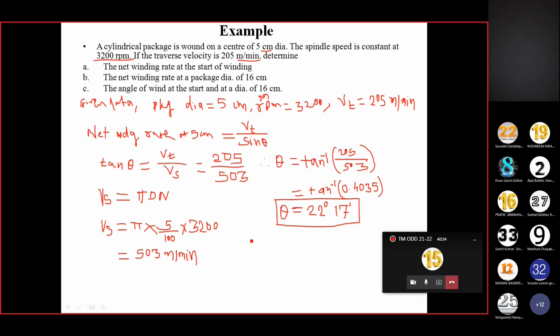So here you find the angle of wind when the package diameter is 5 centimeter. Now we can calculate the net winding rate when the package diameter is 5 centimeter.